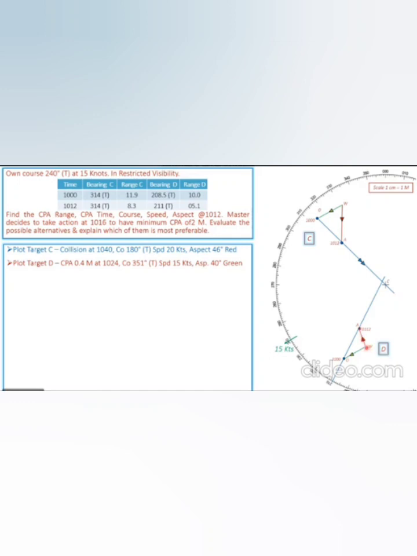So we can measure off the course and distance of the target Delta from WA vector. When we obtain this information, we come to know that the CPA for target Delta is 0.4 nautical miles. You can see this is the CPA here. You have to drop a perpendicular from Charlie to the relative line of approach. That will give you the CPA. The CPA is 0.4 miles and it is happening at 1024.